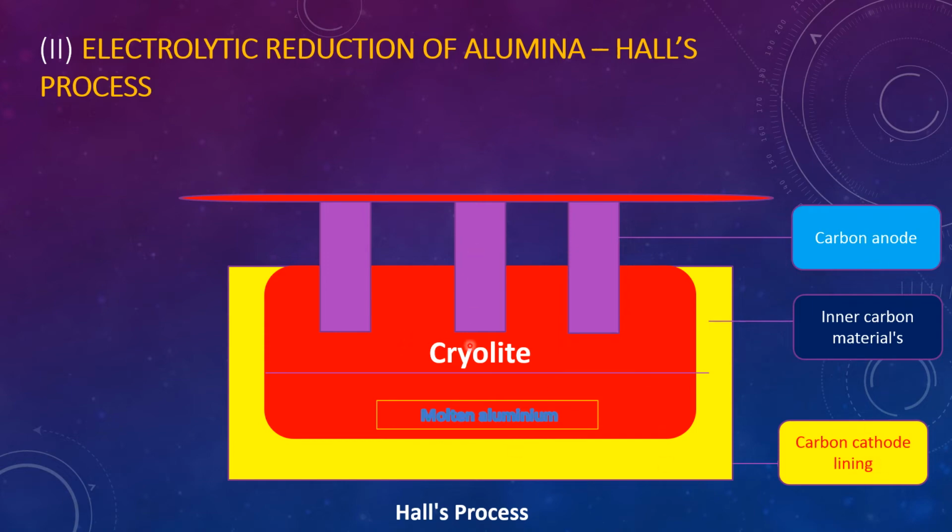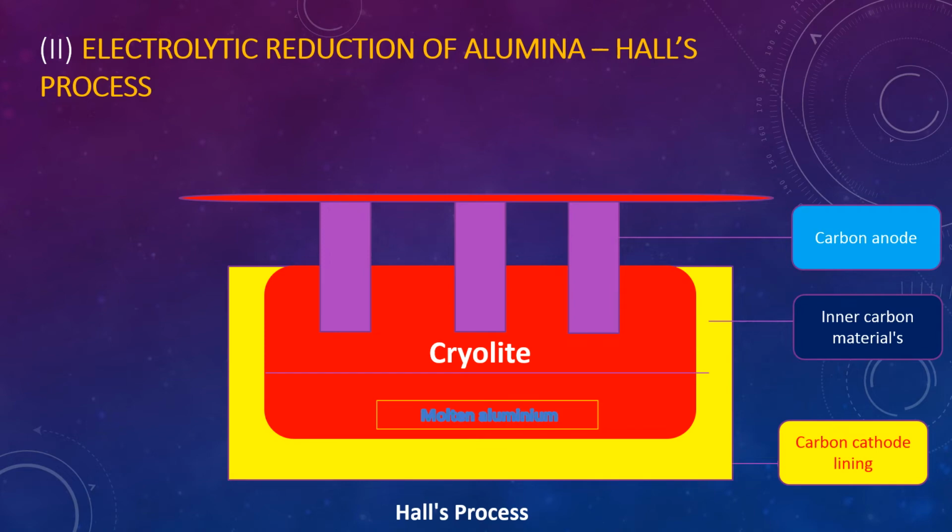When we supply a current, the whole cryolite will be melted and settled down at the bottom. This bottom is called molten alumina. The unwanted materials go out, then we can decant this side. We can get pure aluminium metal. It is a very cheap metal and a cost effective method.